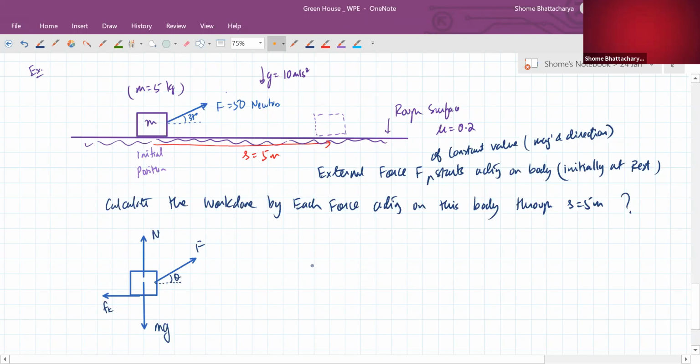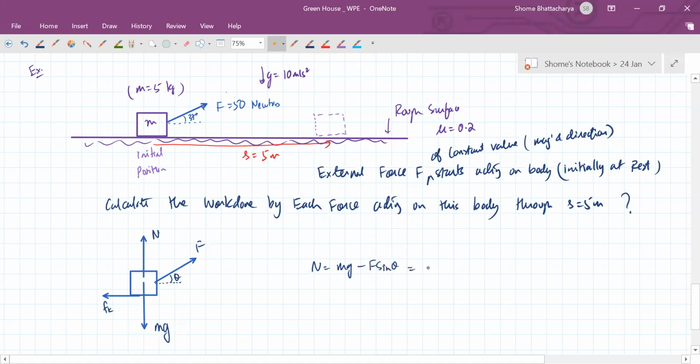So we have normal reaction will become mg minus F sine theta. So the normal reaction will become the weight, which is 50, minus 30, or 20 newtons. The kinetic friction will become 4 newtons. So all this is given to us.